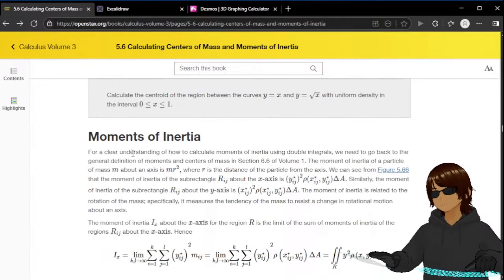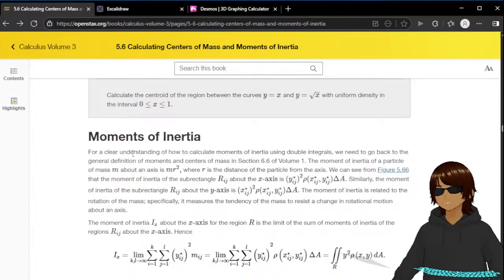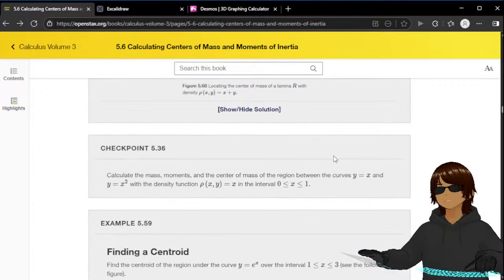For a clear understanding of how to calculate moments of inertia using double integrals, we need to go back to the general definition of moments and center of mass in section 6.6 of volume 1. The moment of inertia of a particle of mass m about an axis is mr squared, where r is the distance of the particle from the axis. As we can see from figure 5.66, the moment of inertia of the subrectangle Rij about the x-axis is y star squared times rho xy delta A.